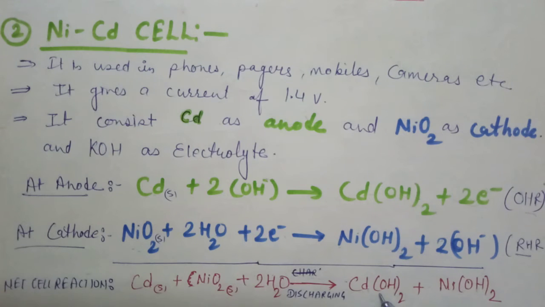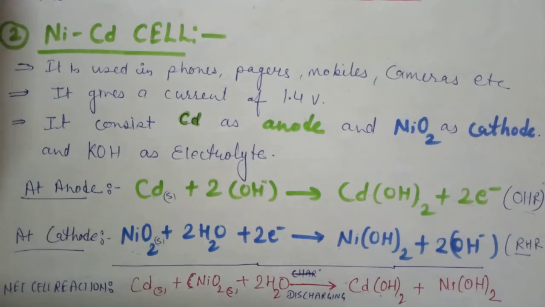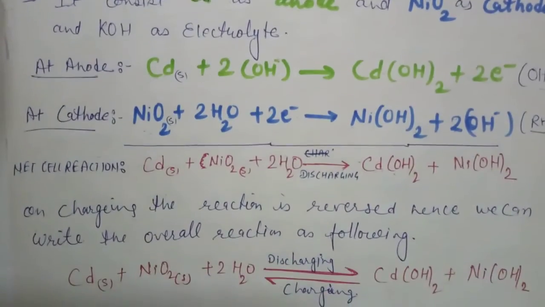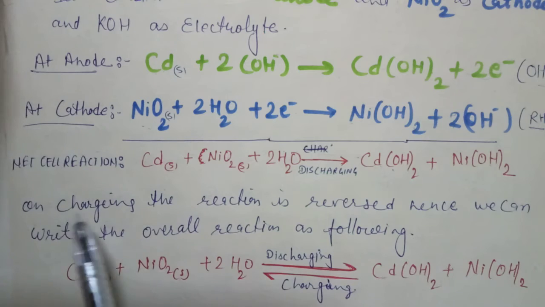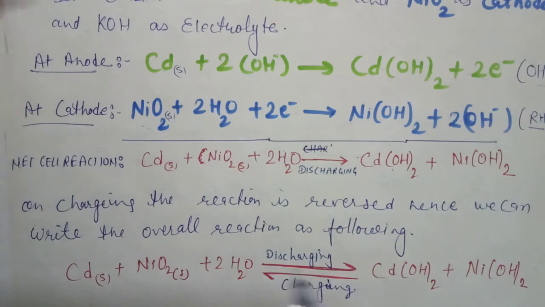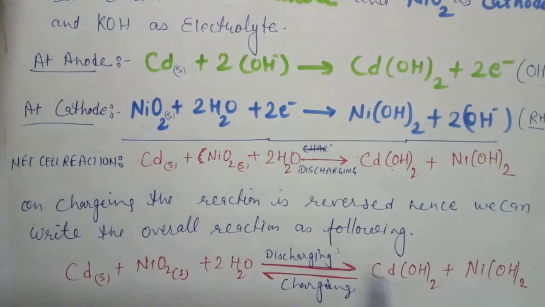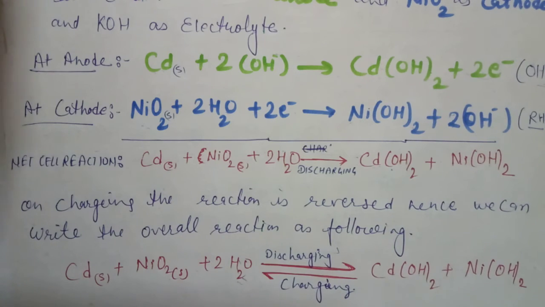When the cell gets discharged, charging takes place, and during charging the reaction is reversed. Hence, we can write the overall reaction just like the lead accumulator cell: Cd plus NiO2 plus 2H2O during discharging, and in the backward direction it is charging: Cd(OH)2 plus Ni(OH)2. So these are the secondary cells, two types: lead accumulator cells and NiCd cells.